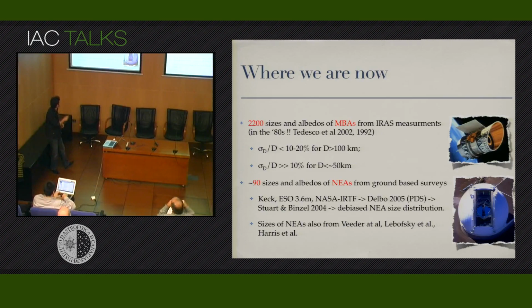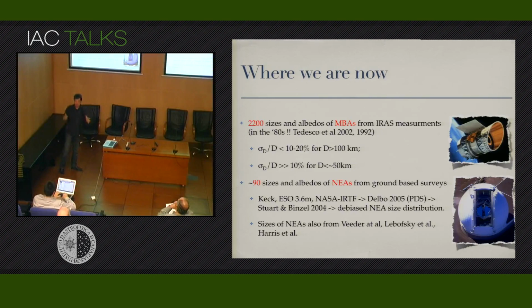In the case of NEAs, we have only about 90 sizes, derived mainly from ground-based surveys that we have done at the Keck, at ESO telescopes, and so forth. And we know about 5,000 NEAs. So we had to derive the statistical information about the size distribution from only this small sample. So one idea is to go to CanariCam and get a lot of diameters and albedos of asteroids to improve our understanding of the population.